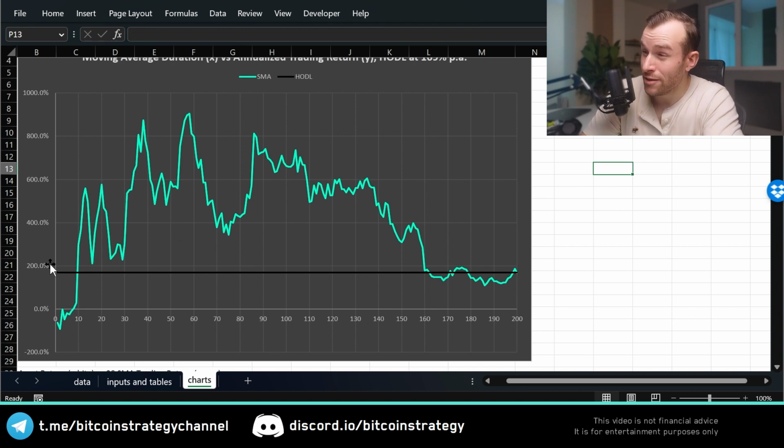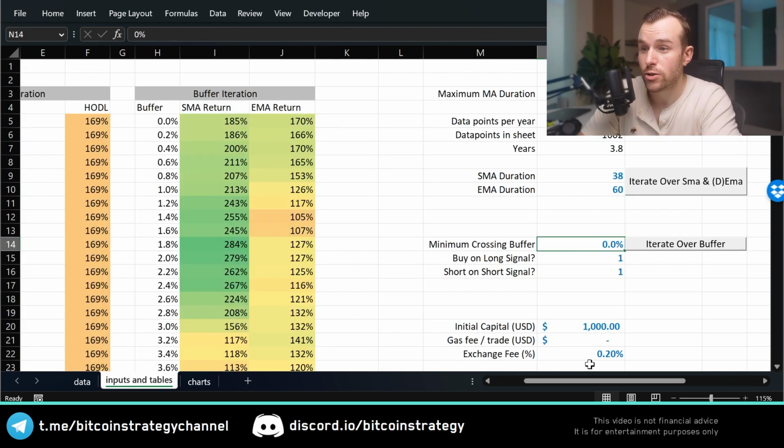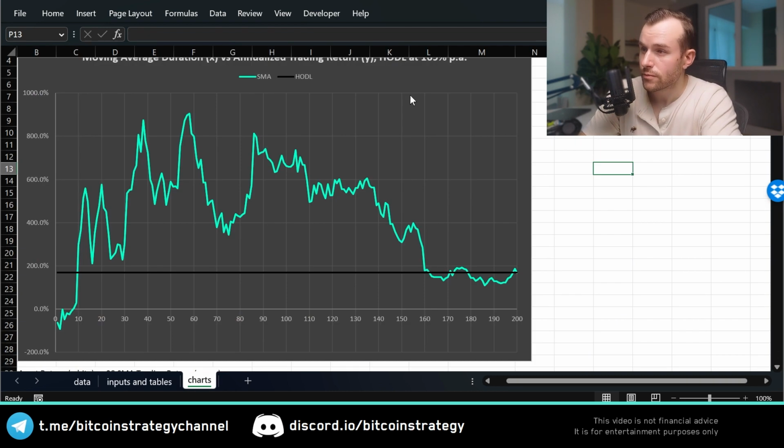And a different problem occurs when we are very, very short on the moving average, because then we tend to go in and out very often. And this backtest also has trading costs included. So 0.2% of trading fees per trade. So you don't want to go too short, because then you're just always trading and generate a lot of fees.